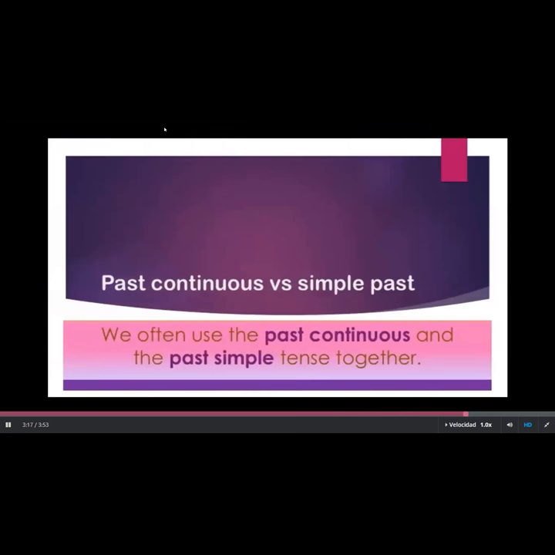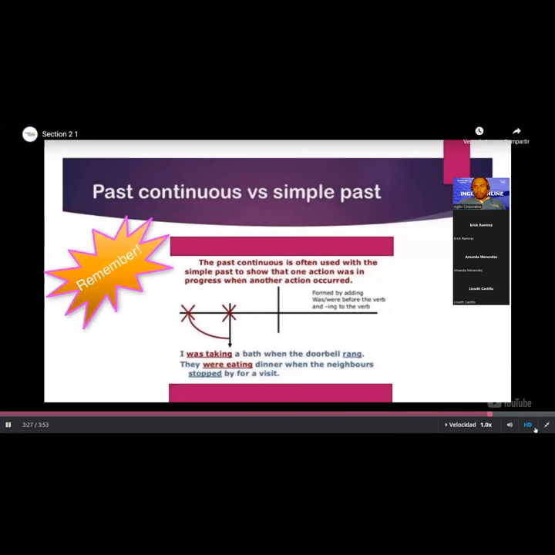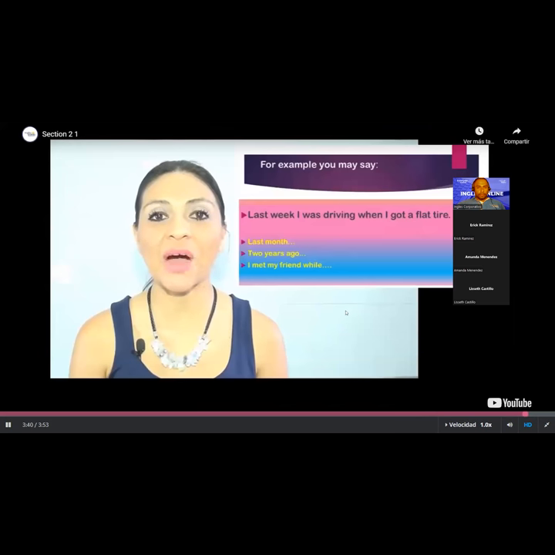Past continuous versus simple past. We often use the past continuous and the past simple tense together. The past continuous is often used with the simple past to show that one action was in progress when the other action occurred. I want you to take a look at this diagram and try to make sense of it. Now work on the following statements. You may do it with your own information.